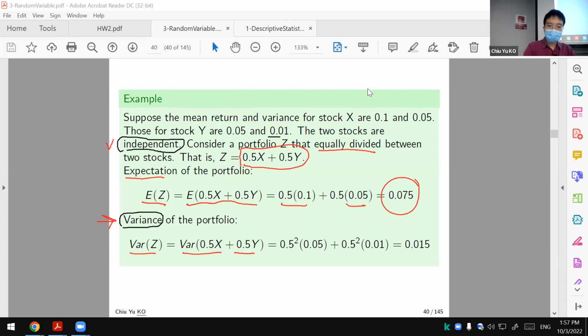And look at the variance, the risk measure. Because they are independent, half of X and half of Y, the key thing here is not just half, it's 0.5 squared. That is very important. If you miss it, you make a mistake. Half squared of 0.05, half squared of 0.1, that gives you 0.015. Look at this carefully. The mean return is halfway between them, but the variance is not in the midway. It's much smaller.